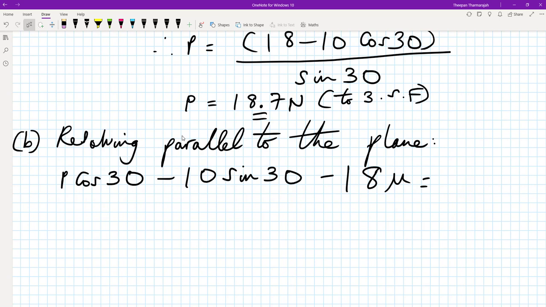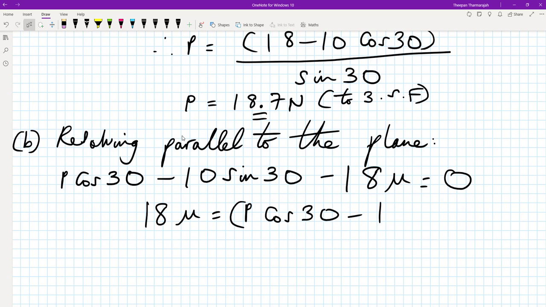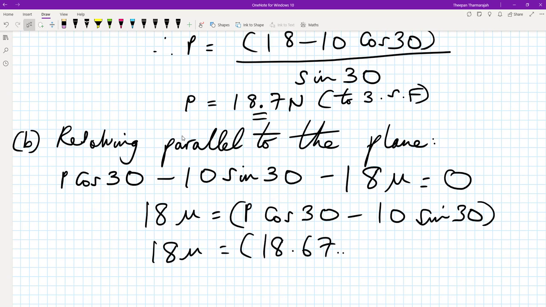But don't forget it's not moving, it's in limiting equilibrium. So it's equal to 0. So we can solve for 18 mu equals P cos 30 minus 10 sine 30. So we can say that's 18 mu is 18.67 and so on times cos 30. Well, 10 sine 30 is 5, so I'll put minus 5 here.